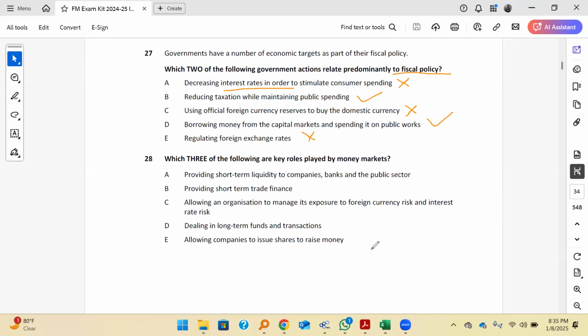Then, which three of the following are key roles played by money markets? Providing short-term liquidity to companies. So, money markets, as we said, there are two markets, as we shall see in the video. But the first market is called the stock market.